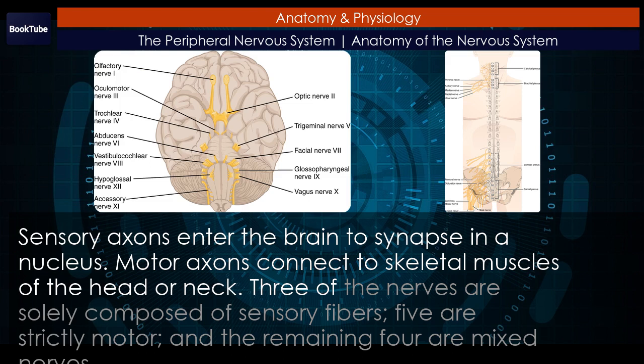3 of the nerves are solely composed of sensory fibers. 5 are strictly motor, and the remaining 4 are mixed nerves.